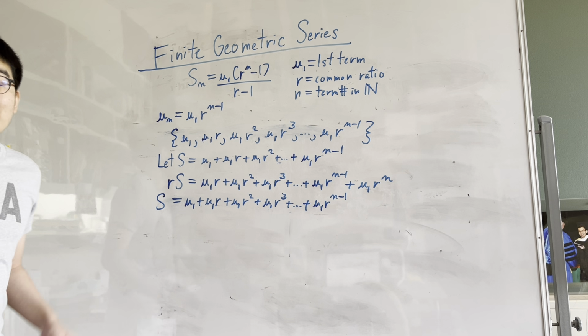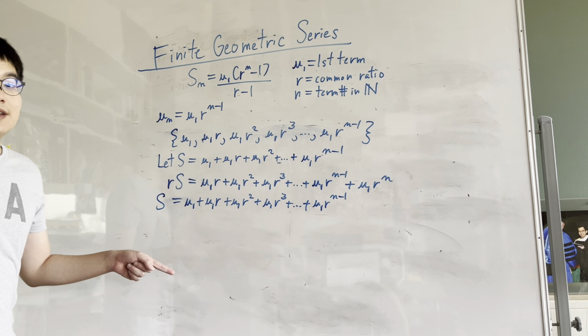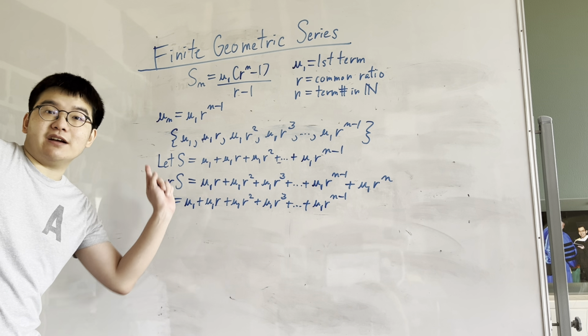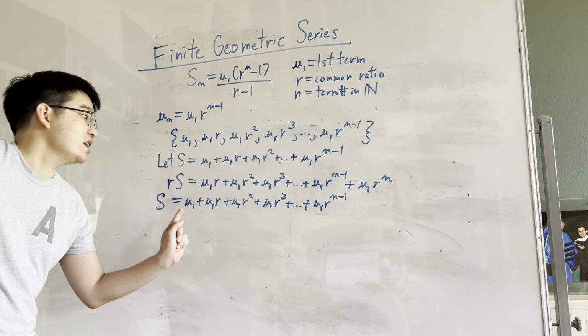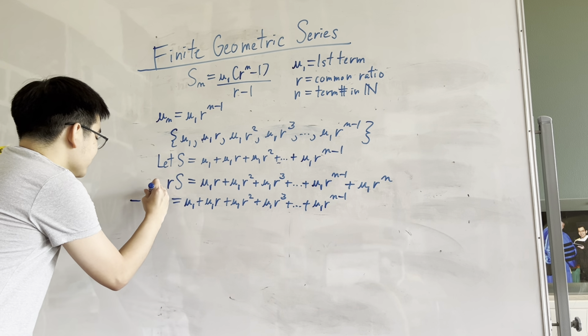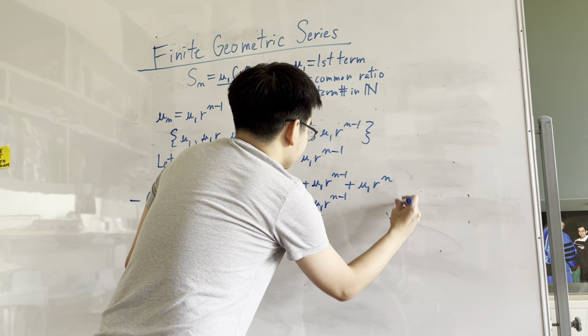And now here is the magic that happens. Instead of adding those two together, like we did with S and S for the arithmetic series, for the geometric series we're going to take this rS and subtract s. So all this is going to be subtracted here.